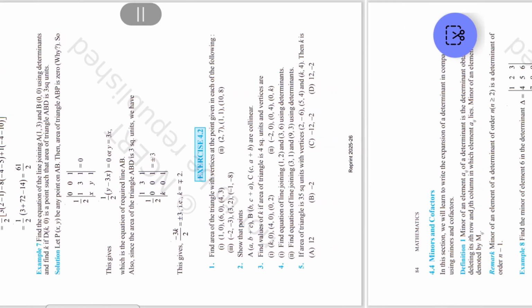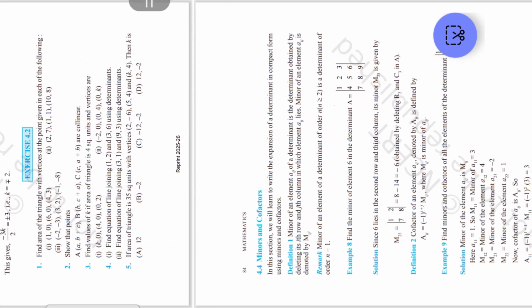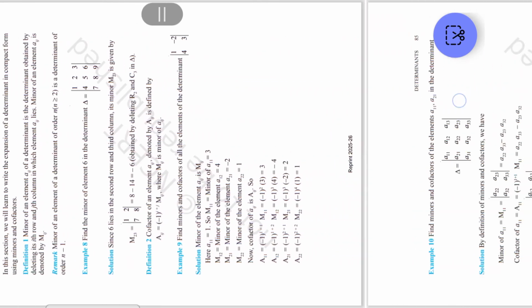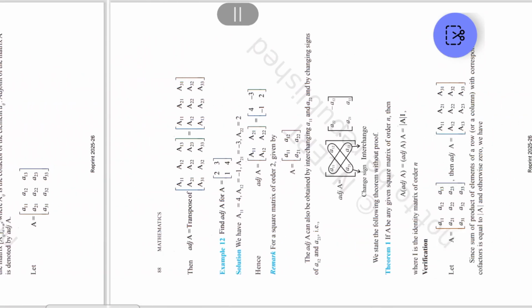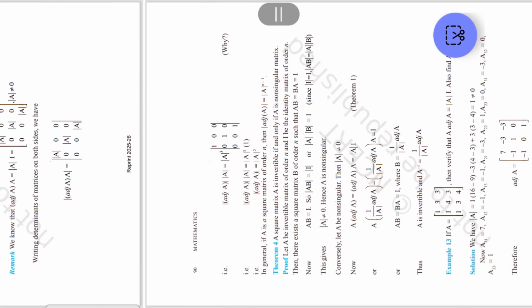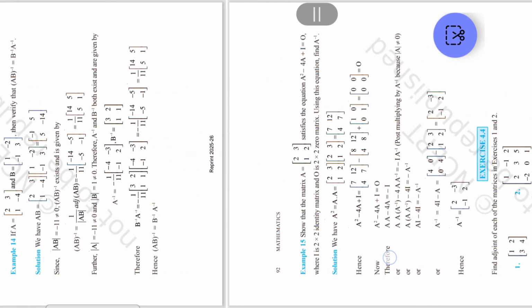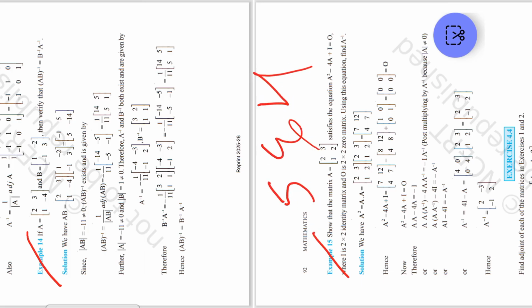For the remaining 5 marks and 4 marks questions, exercise 4.4 is important. Exercise 4.4. So in this determinant chapter, examples 14 and 15 are important for 5 marks and 4 marks questions.